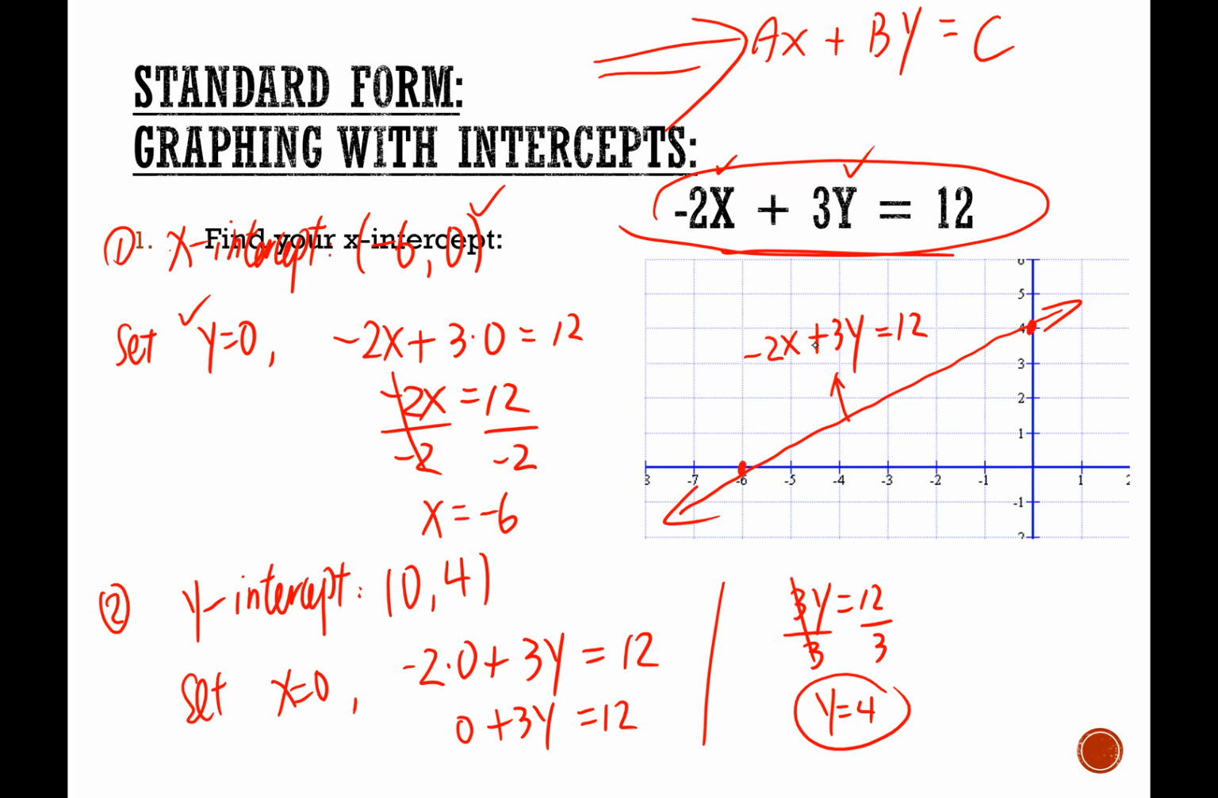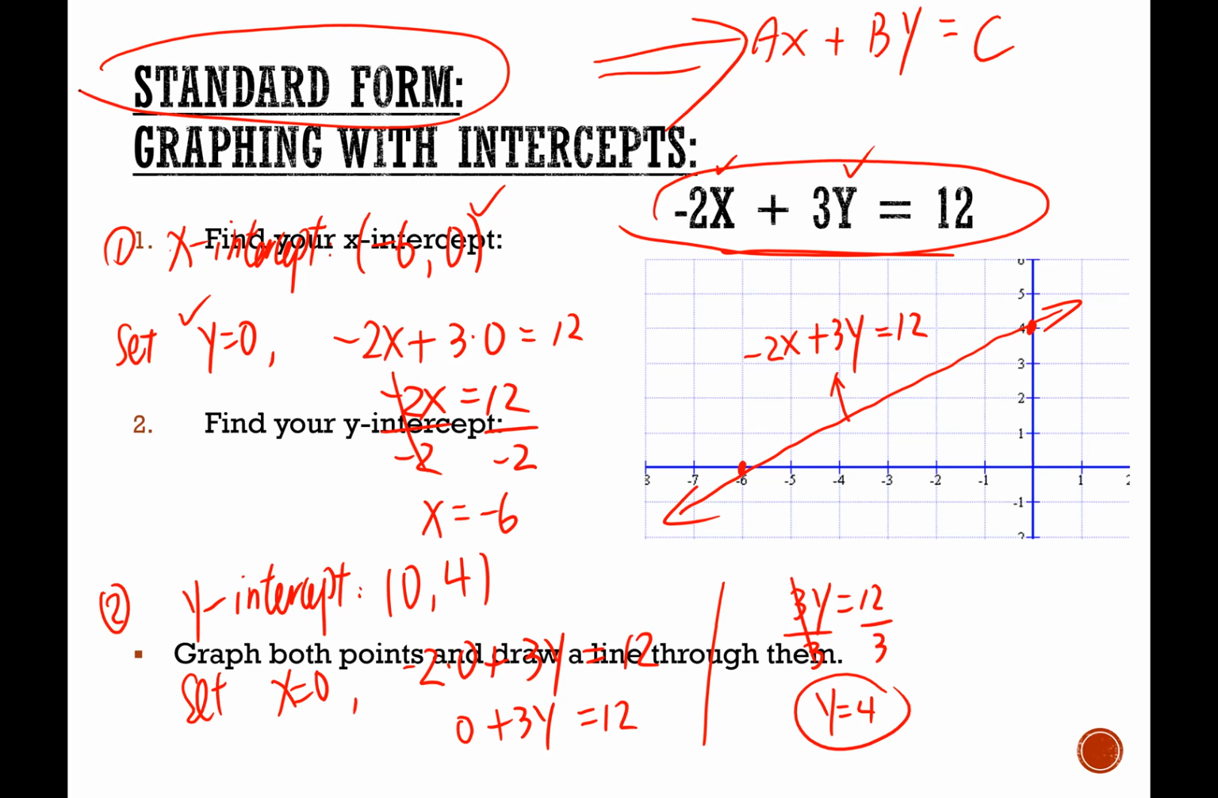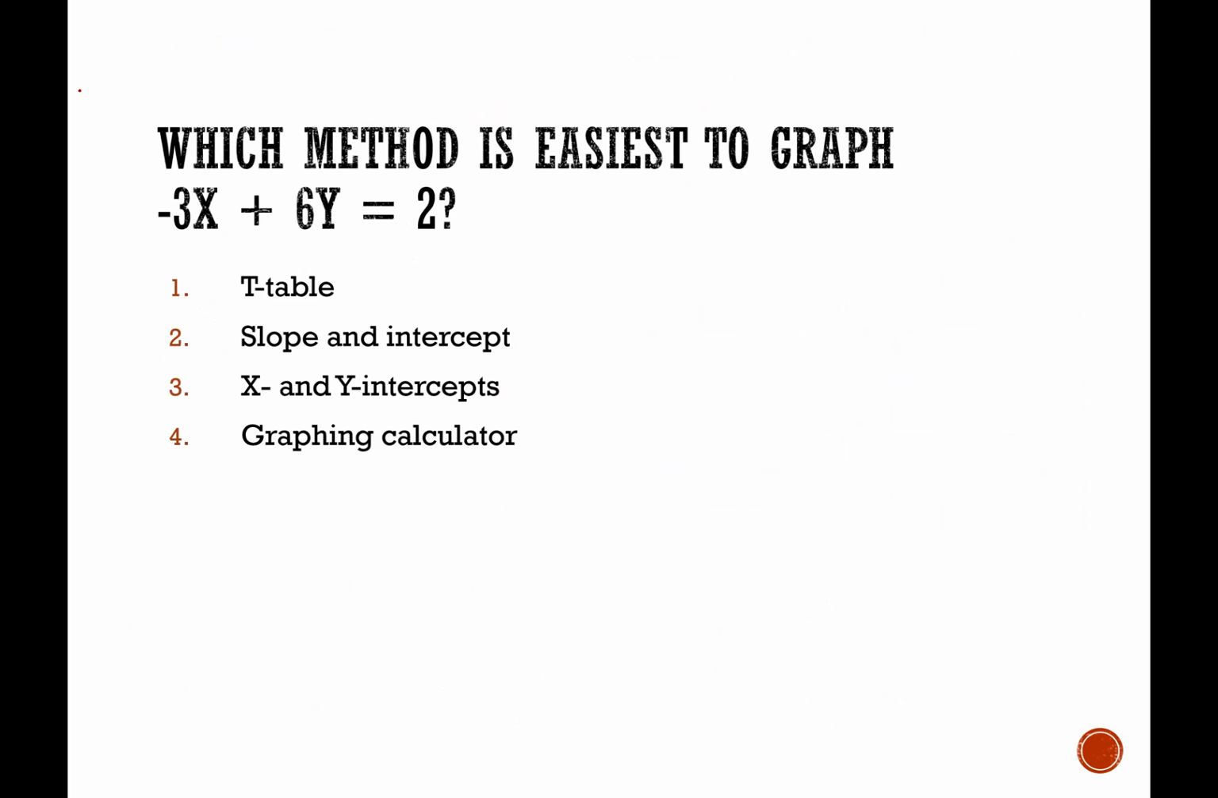The X and Y intercepts method works best when we have a linear equation in the standard form. That's why I want to point this out, so you have a clear idea of when to use intercepts and when to use slope and y-intercept. Any questions on this? Okay, very good. Now let's move on to the next question. Which method is easiest to graph a linear equation in standard form like that?